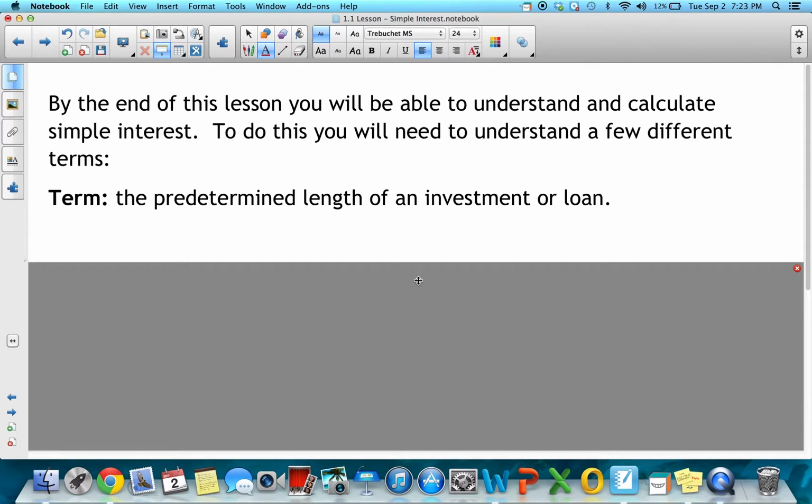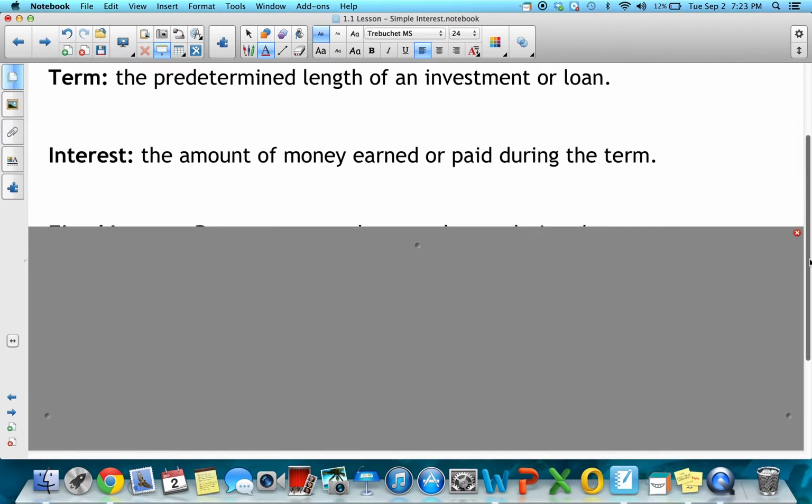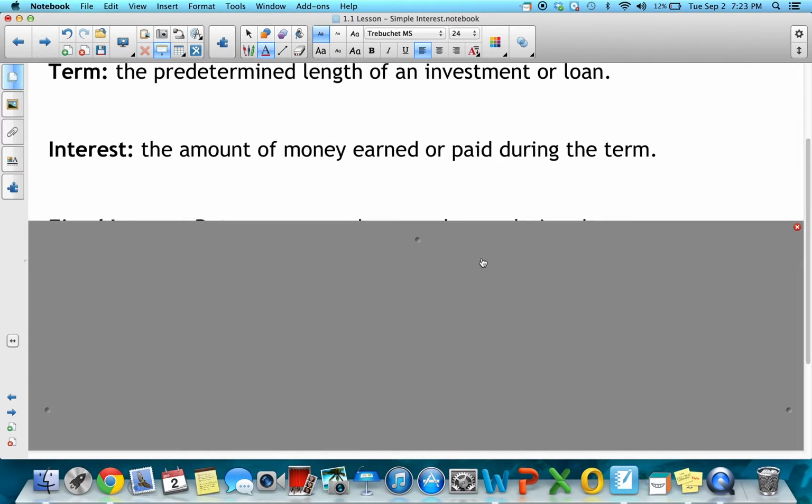The next one is interest. Interest is the amount of money that you earn. So if you're talking again about a bank account or some type of investment, or the amount of money that you pay during the term. So if you're talking about a loan of some kind, then you would be paying interest.